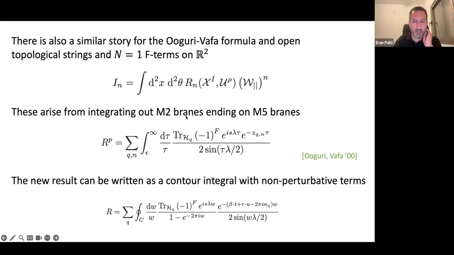Again, this is the answer that they give, but the same thing that happened before goes through here, and this should really be written, we propose, as a contour integral. This then captures non-perturbative contributions to the open string sector in string theory, essentially coming from integrating out M2 branes ending on M5 branes.